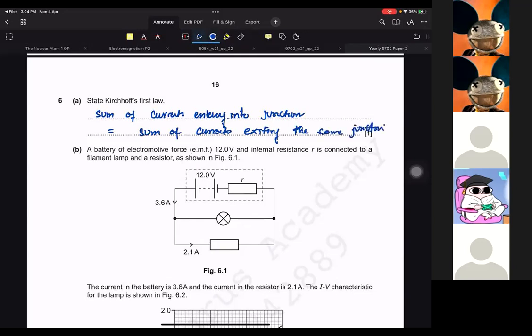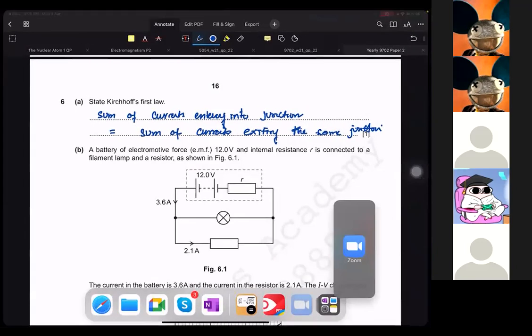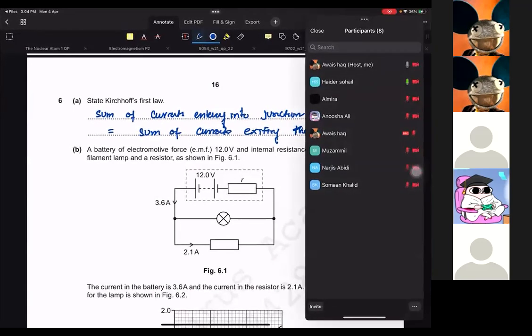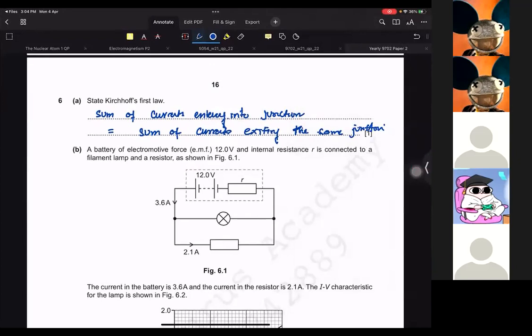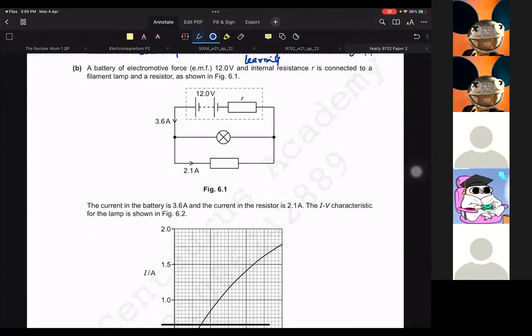Excuse me, sir. Yes. Sir, can we also write entering into, meaning the point from which it enters, from the same point it will also leave? Yeah. You can write leaving here if you want to. Same word. Okay.